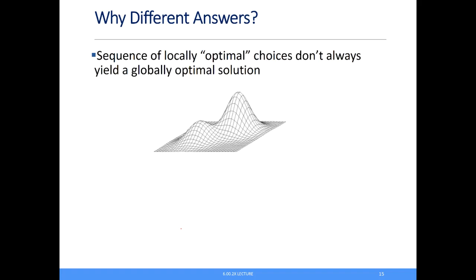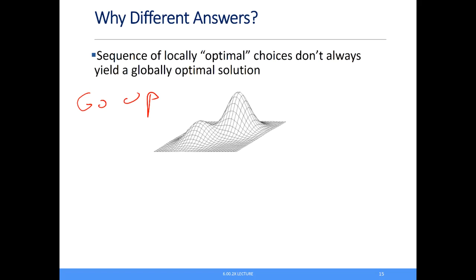Well, why do we get different answers? Well, because what we're doing here, and what all greedy algorithms do, is they make a set of locally optimal choices. That doesn't always give you a globally optimal solution. So we can see this with a little hill climbing exercise. So we might think that the way you get to the top of the hill is by just always going up. If you get a chance to go up or down or sideways, you go up. And maybe you go up the steepest possible path.